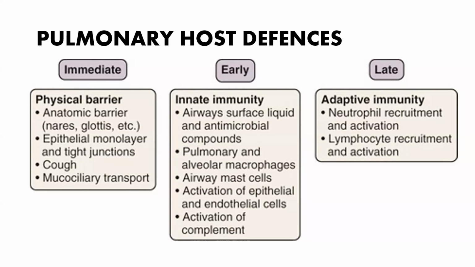And then the early host defense comprises the innate immunity, the innate branch of the immunity. Under this, you have airways surface liquid, which can also count under the physical barriers, but then you also have macrophages, mast cells, and the activation of the complement system, and this will form the early host defense. And when it comes to late, which kicks in later, maybe 3 or 4 days, here you have the adaptive immunity. So you'll have neutrophil recruitment and activation, as well as lymphocytes being activated to the site of the infection.